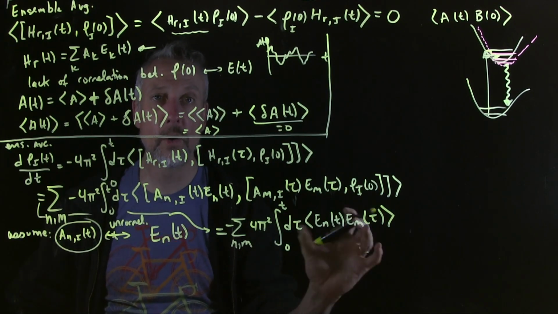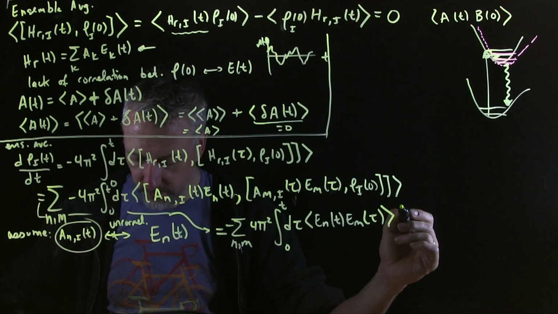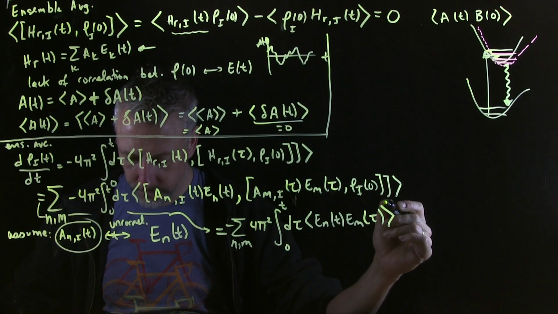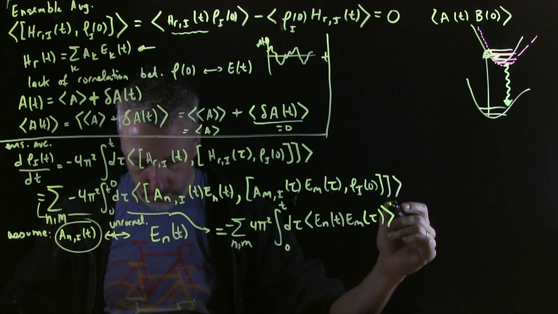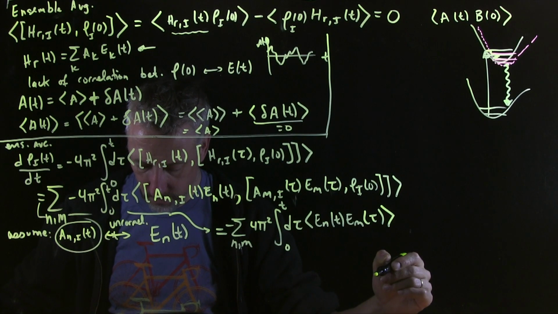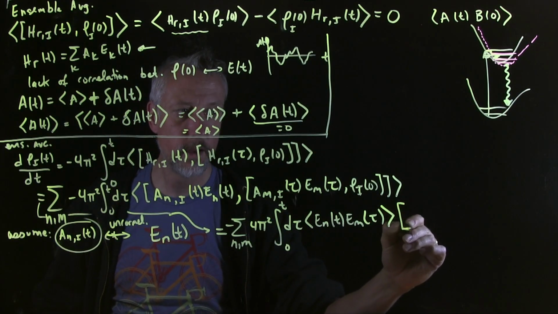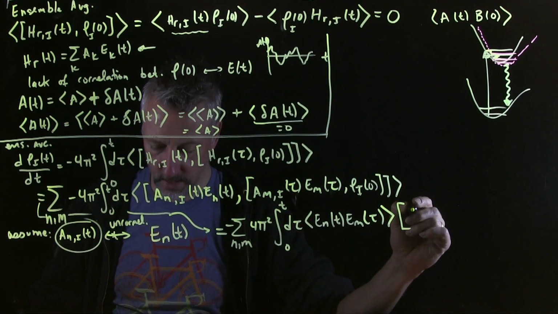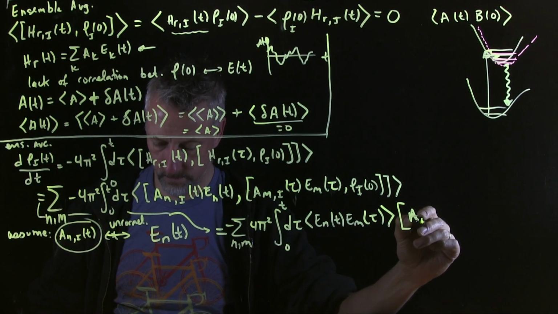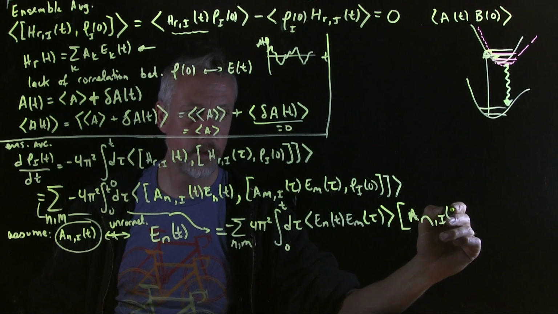This is the piece that's the correlation function of the field. Then it's going to be multiplied by the correlation function of the commutator. Oh, right. We're ensemble averaging over the field, right? So we're not ensemble averaging over the operators. This stays in the form of this.